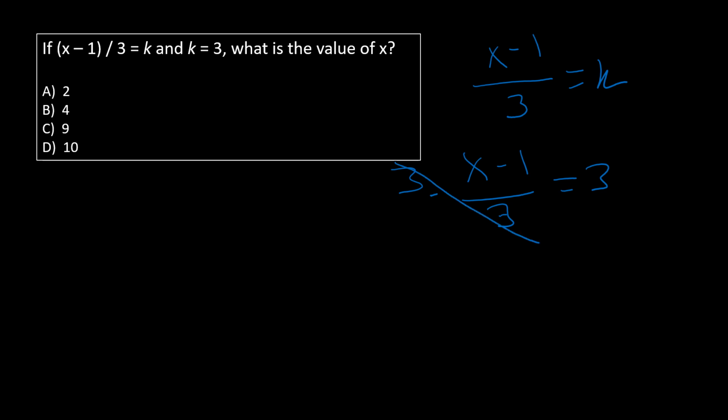Multiply each side by 3, getting rid of those. x minus 1 is going to be 9. x is going to be 10. Answer choice D. Okay, all good.